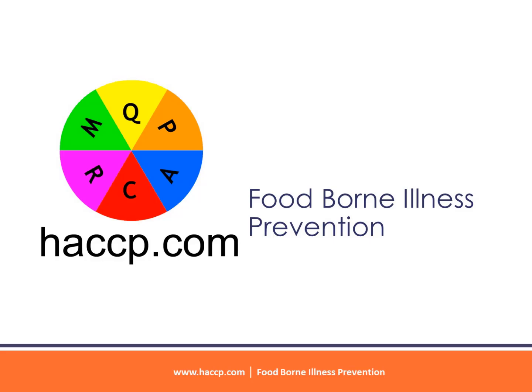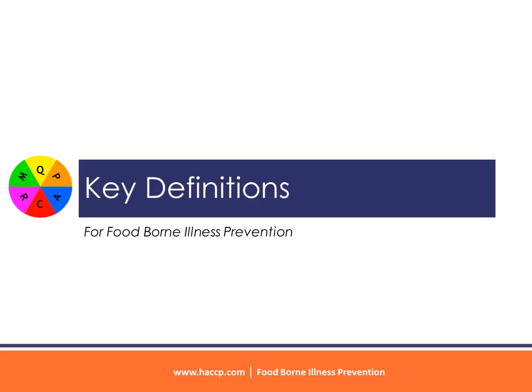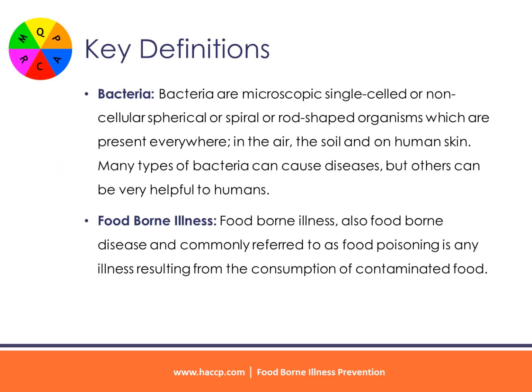Foodborne illness prevention. Key definitions for foodborne illness prevention. Bacteria. Bacteria are microscopic single-celled or non-cellular spherical, spiral or rod-shaped organisms which are present everywhere: in the air, the soil and on human skin. Many types of bacteria can cause diseases, but others can be very helpful to humans.